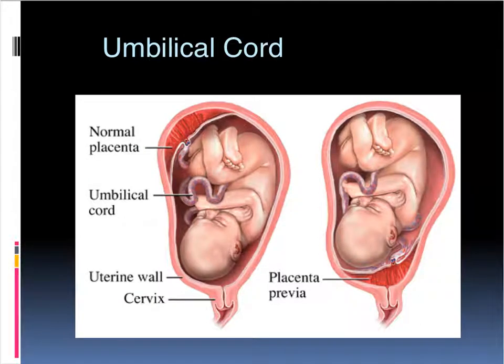Now, if you compare and contrast these pictures, the picture on the left, we have a normal baby in position, and this is a normal placenta, the umbilical cord, and the uterine wall and the cervix. But on the right, we have placenta previa. That means the placenta is in front of the baby's head, and that would cause a major problem. This baby on the right would have to be delivered by cesarean section.